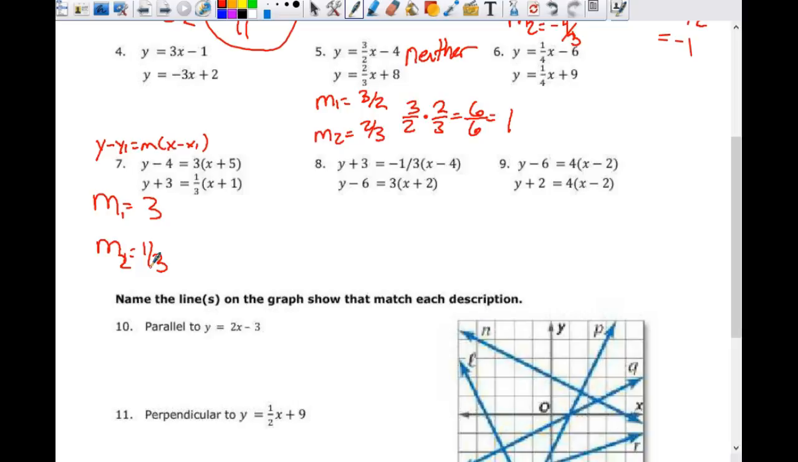Plug these in. Or not plug these in. Are these the same? So it's not parallel. Let's multiply them together. We have 3 times 1 over 3. We can write 3 as 3 over 1. So 3 times 1 is 3, and 1 times 3 is 3. This is equal to 1. It's not negative 1, so this is going to be neither.